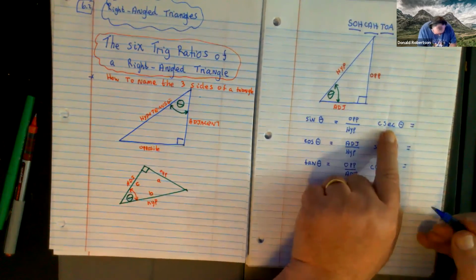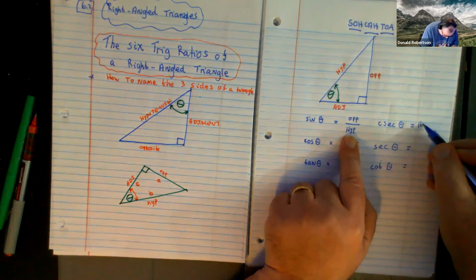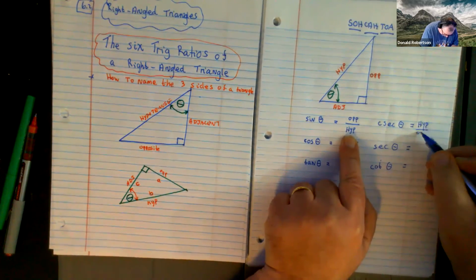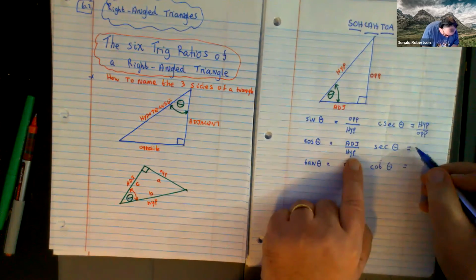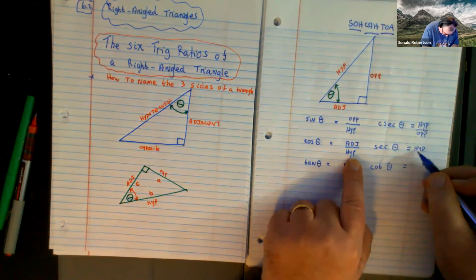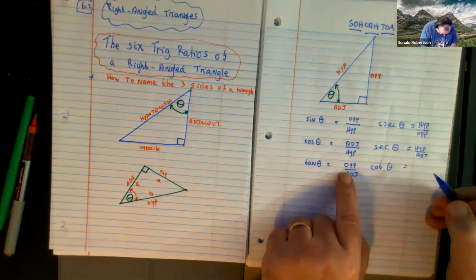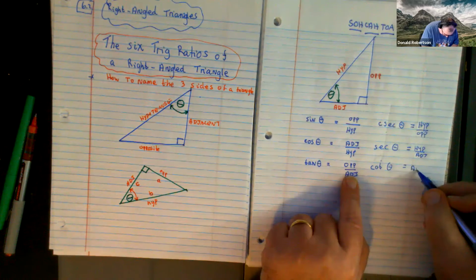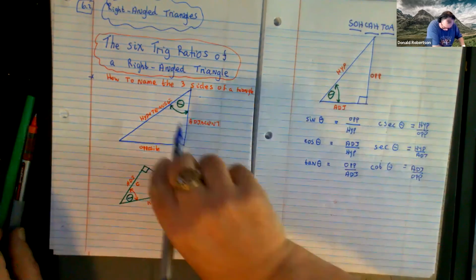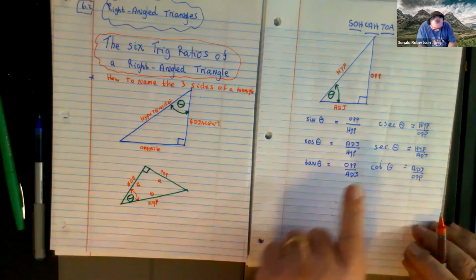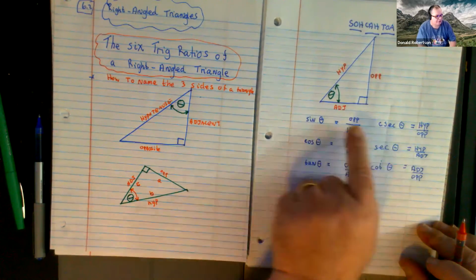And the cosecant is basically the reciprocal of that one. In other words, you turn them upside down. The secant is the reciprocal of the cosine. So you turn that one upside down. And finally, the cotangent is the reciprocal of that guy. Which means that there is a connection between these two, isn't there?